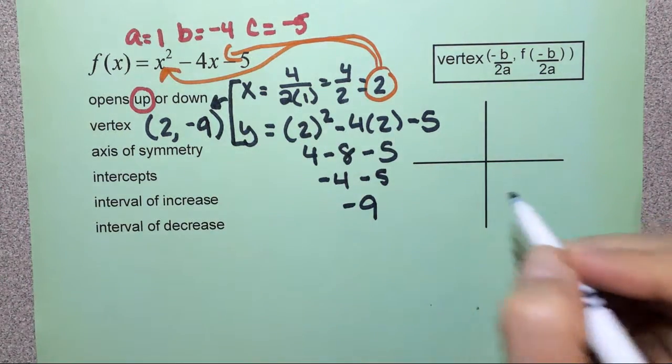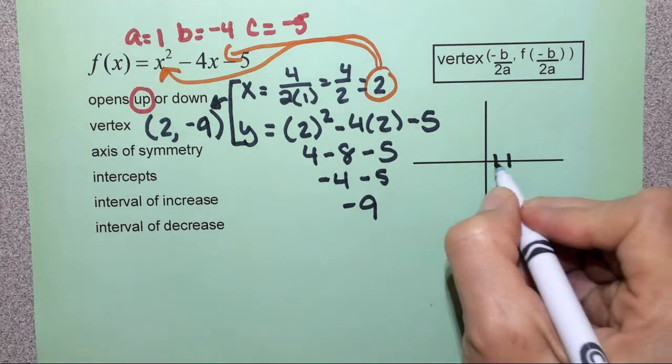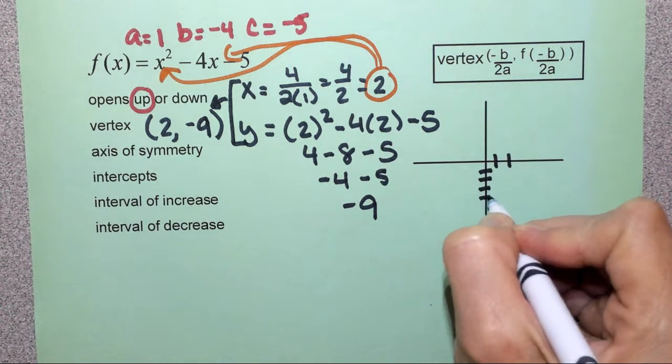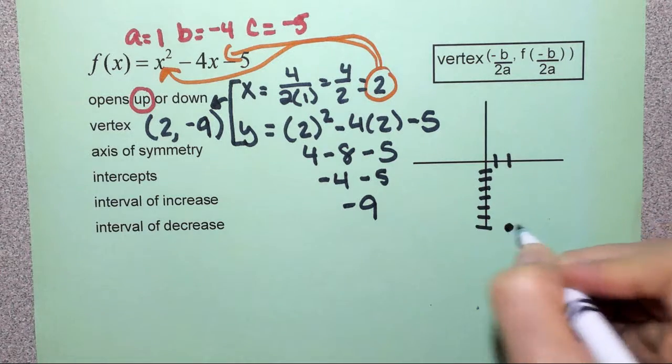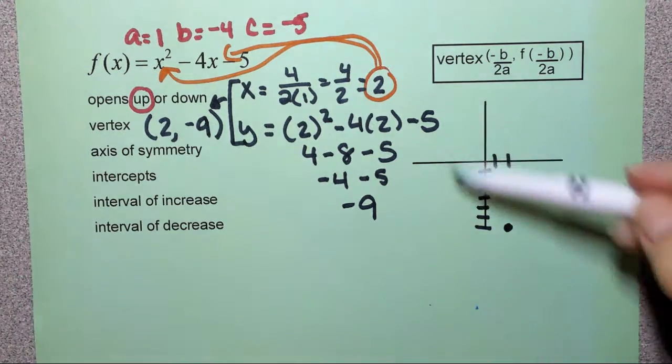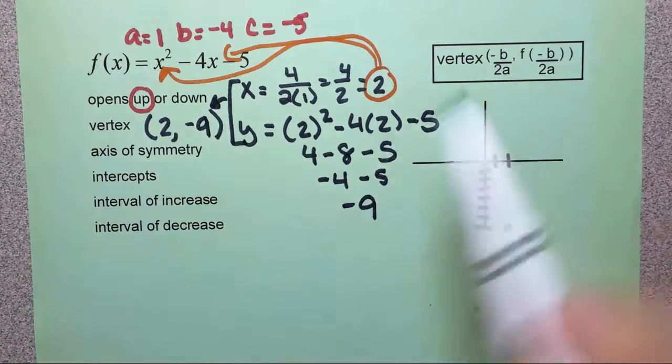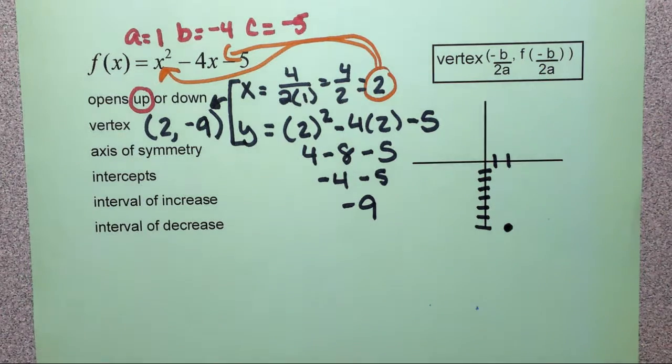Okay, so now I can actually go graph that. I can graph the point (2, negative 9). So 1, 2, 3, 4, 5, 6, 7, 8, 9. So there's my vertex. And I know that it's going to open up. I'm not going to graph it yet, because the first thing I'm going to do before I graph it is find my intercepts.